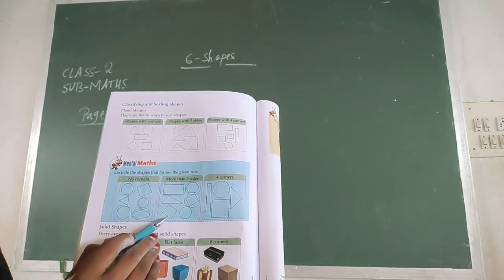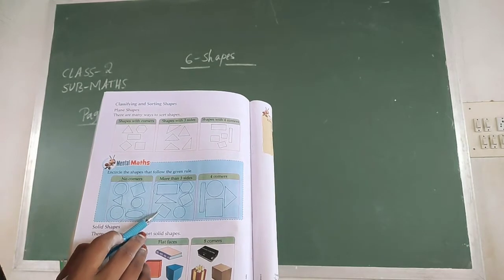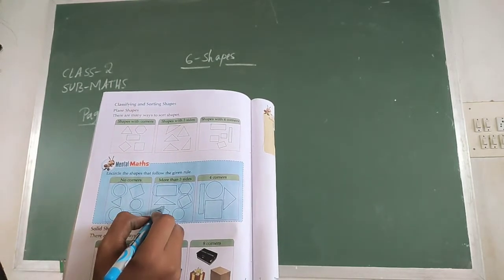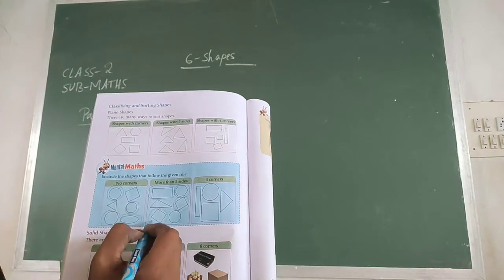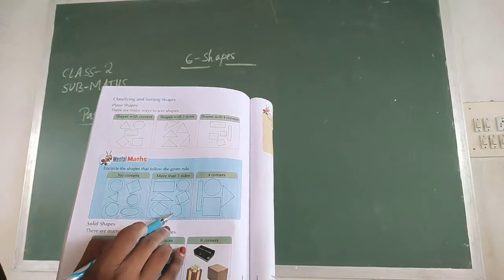Next, this shape also has four sides. 1, 2, 3, 4. So encircle this shape. This shape hasn't any sides, so no need to encircle this.